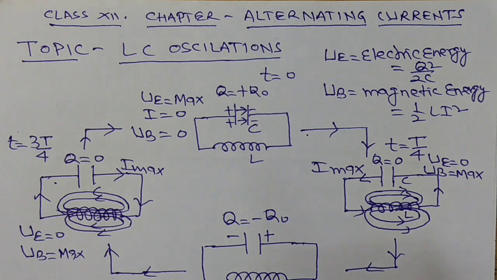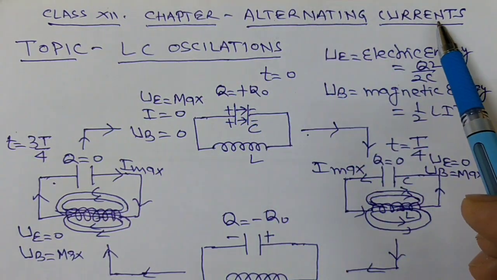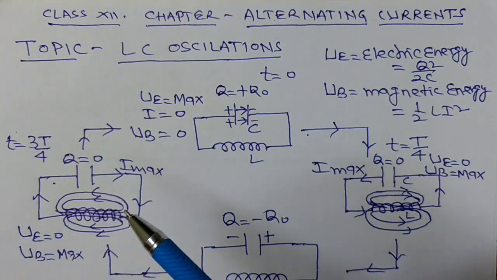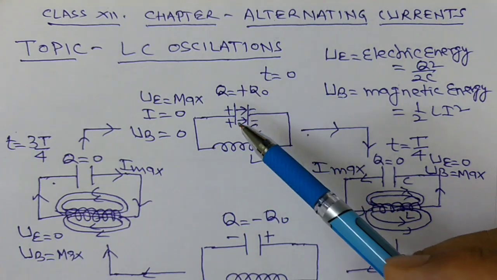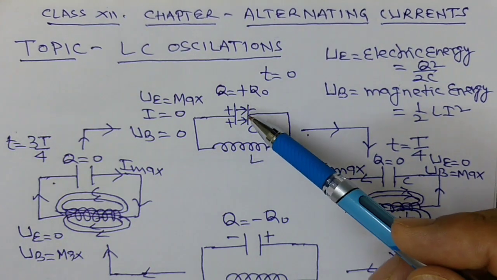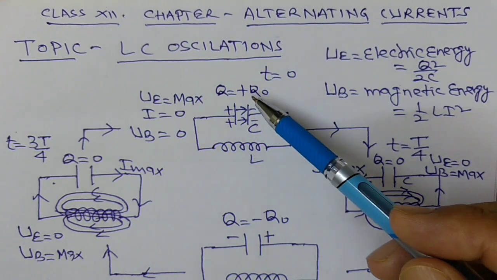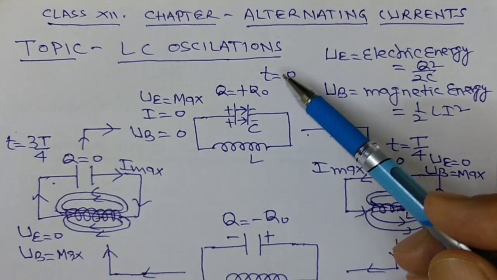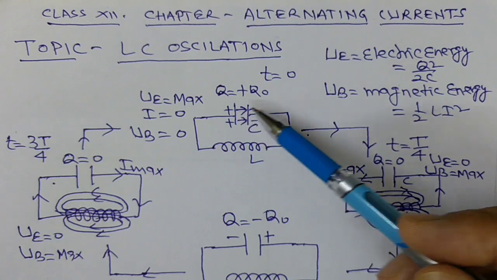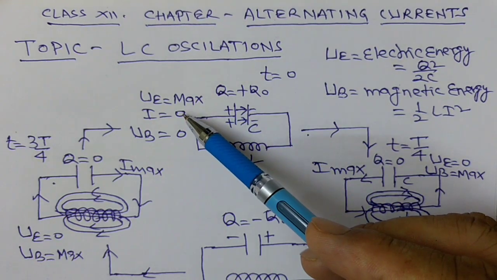Hello students, class 12, chapter is alternating current, topic is LC oscillations. LC oscillations के अंदर हम एक चार्ज कैपेसिटर को इंडक्टर के साथ ज्वाइन करते हैं। इनिशियली कैपेसिटर पर हमारा चार्ज प्लस Q0 at t is equal to 0 and at this time the current in the circuit is 0.